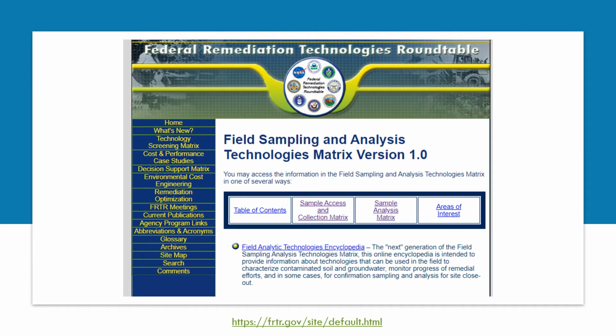I'd like to take a moment to introduce you to a website that might be useful to you to help design sampling and analysis strategies for your sites. The U.S. Federal Remediation Technologies Roundtable website, and I have a link at the bottom of the slide, is a good reference that provides very detailed information on methods that are available to access sample locations and available HRSC analytical methods by sampling media and by contaminant classes of interest. I'll discuss some of these sample access and collection methods for soil in the next few slides.